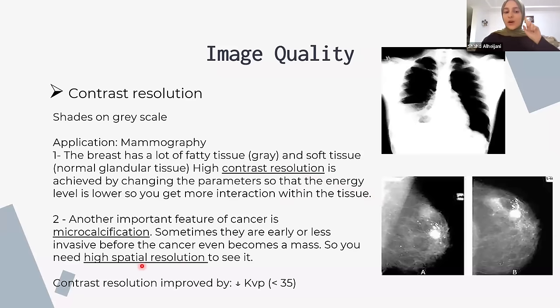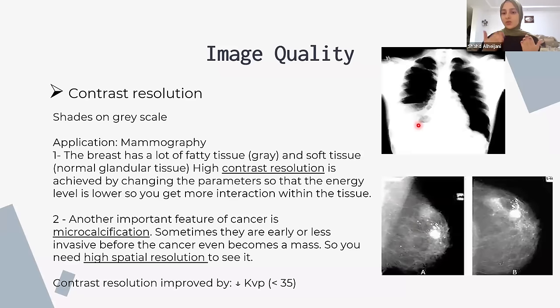And you also have to have high spatial resolution. And this is important for microcalcifications. Microcalcifications are basically the small white dots you see here. Sometimes they are an early sign of cancer. So you need high spatial resolution because, remember, spatial resolution is basically the ability to distinguish between two lines or two dots. So if you have a small focal spot, you can see those small details. So microcalcifications can be seen if you have high spatial resolution.